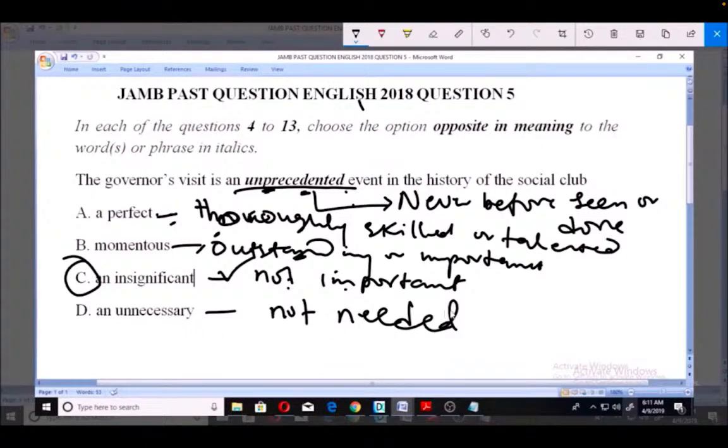needed, so it's not in the same context as being important or not important. So this one is the one that is directly opposite to unprecedented, something that has not been seen before, something that is so great that you can say is very, very important. So option C is the right answer to this, and that's why we're picking it.